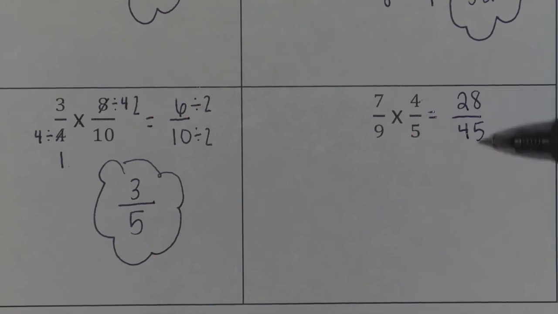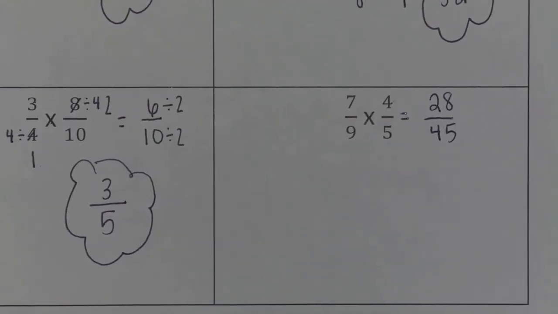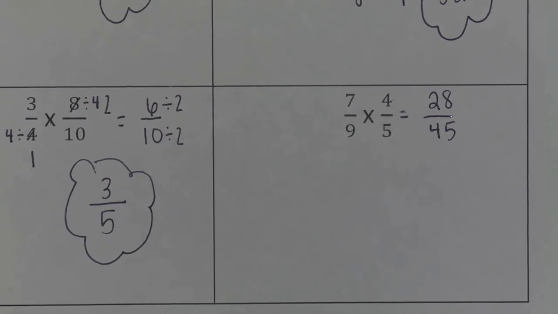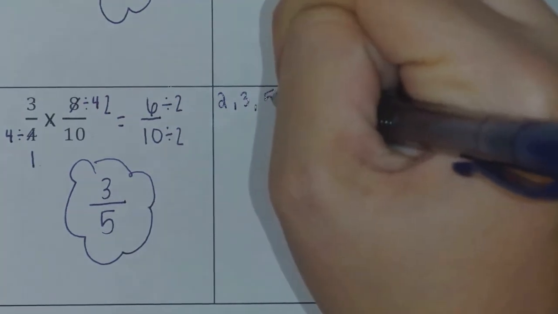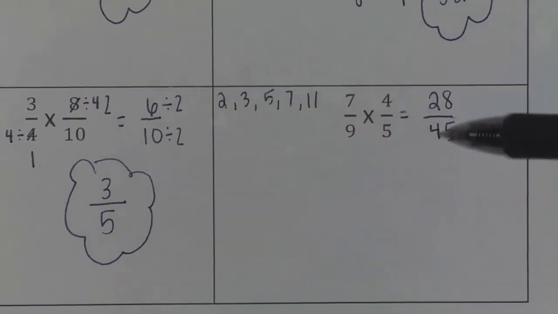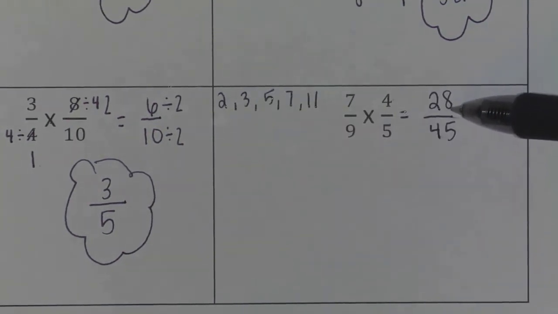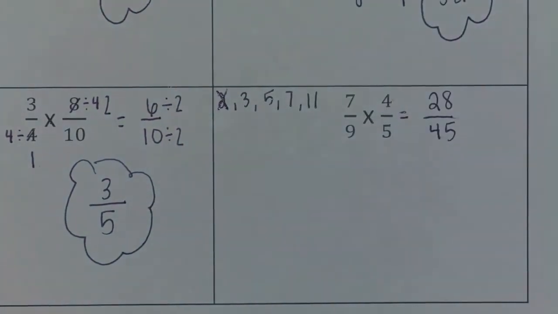Now, when I look at these two numbers, I don't see a factor that jumps out to me right off the bat. So I'm going to run through that list of, remember, our first 5 prime numbers, 2, 3, 5, 7, 11, to see if maybe I can simplify by one of those. So I'm going to start with 2. I know I can do 28 divided by 2, but I can't do 45 divided by 2. So 2 is not an option.